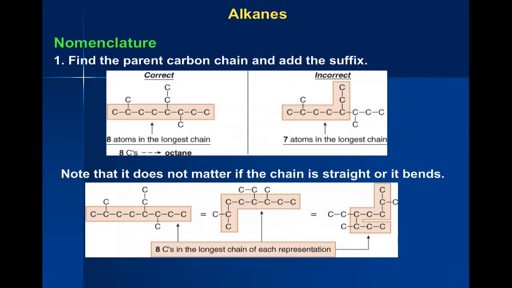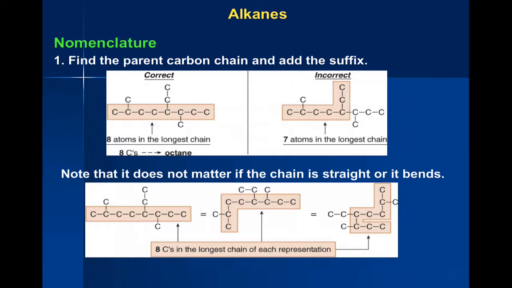So the first thing that you're always going to do is find the longest parent chain, and do not get in the habit of thinking that these read like a sentence, left to right. It's the longest continuous chain, period. It doesn't matter whether it's left to right or right to left, up to down or down to up, or zig to zag. You find the longest continuous chain. It doesn't have to be straight across from left to right like you would read a word.